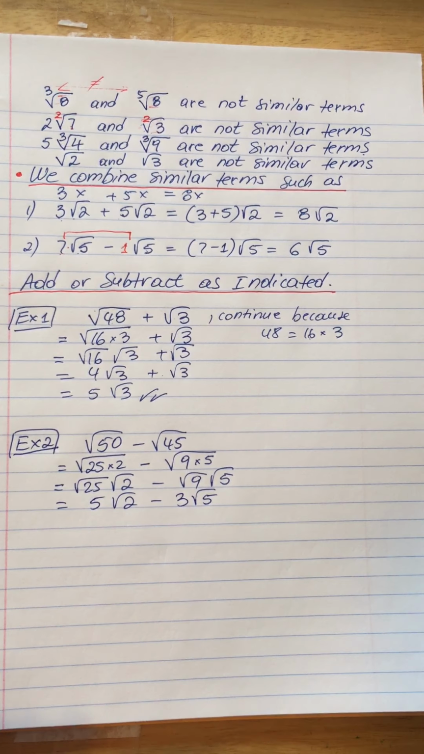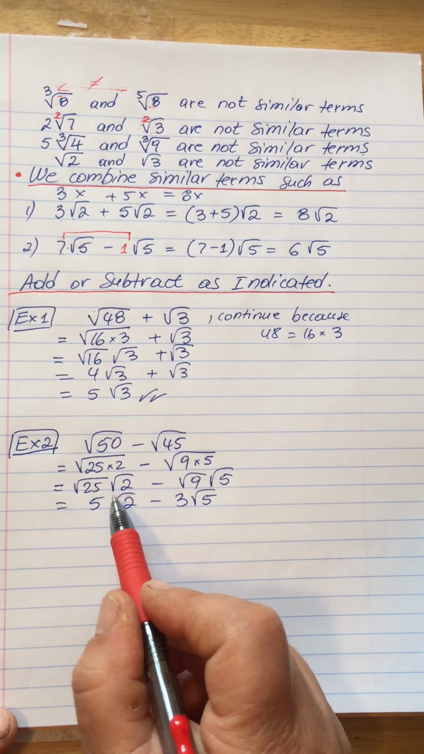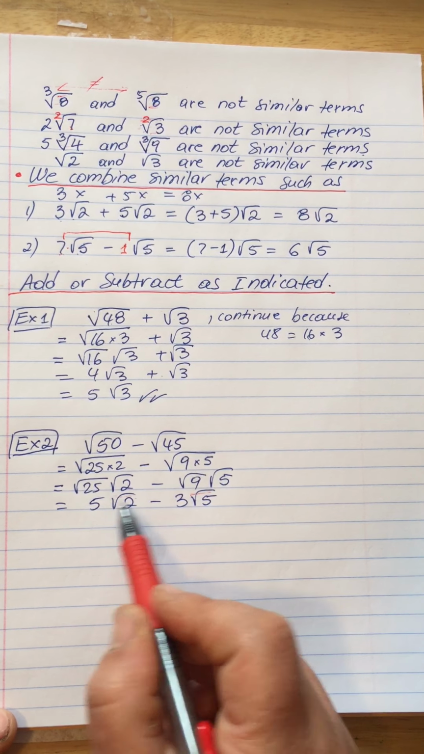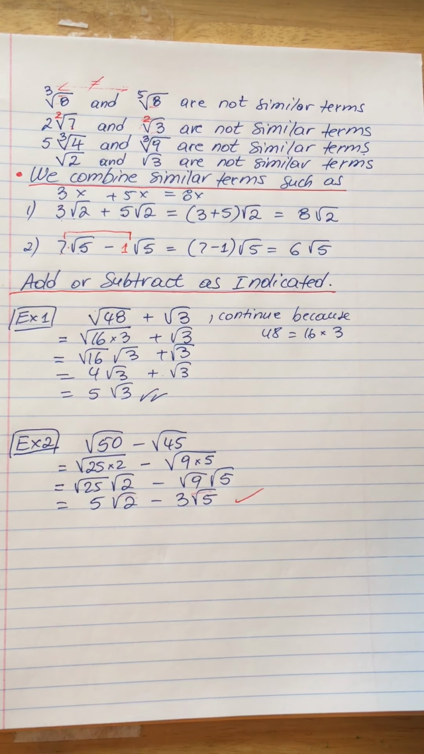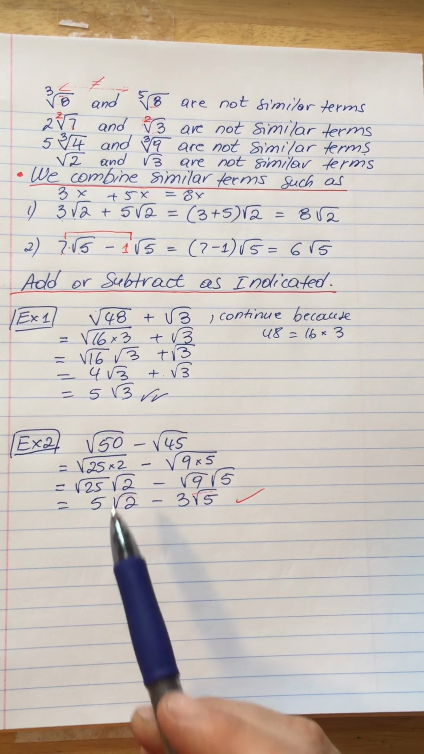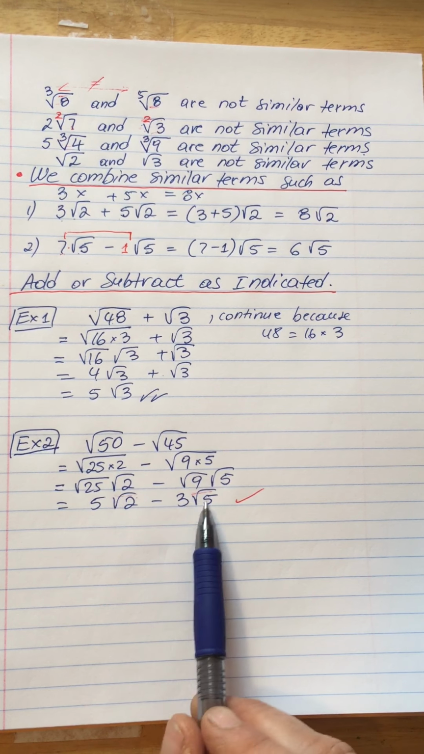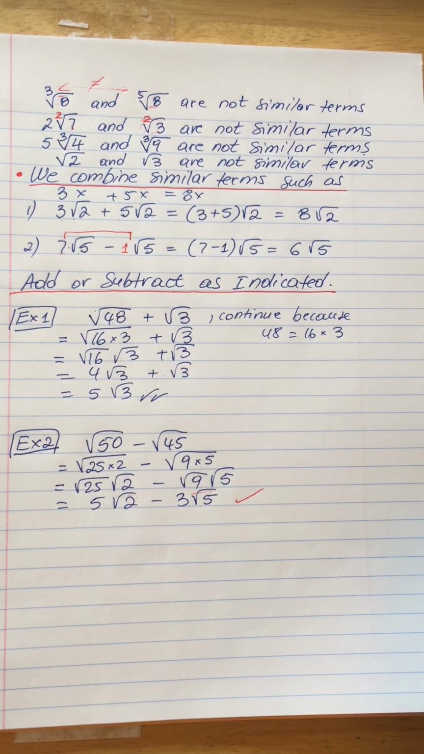As I see, the radicand part is not the same, so they have the same index but different radicands, so I am done. So what I did, I only simplified the radicals, and that's it. I cannot combine because they are not similar terms.